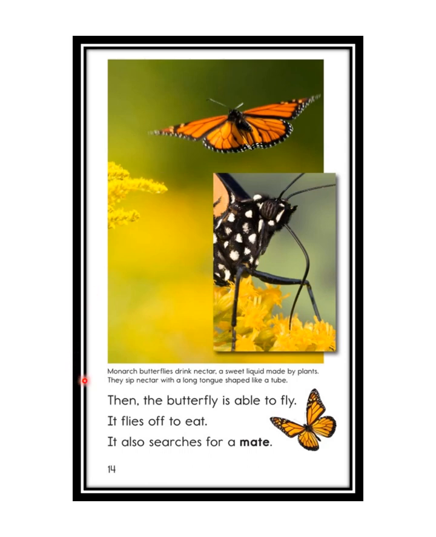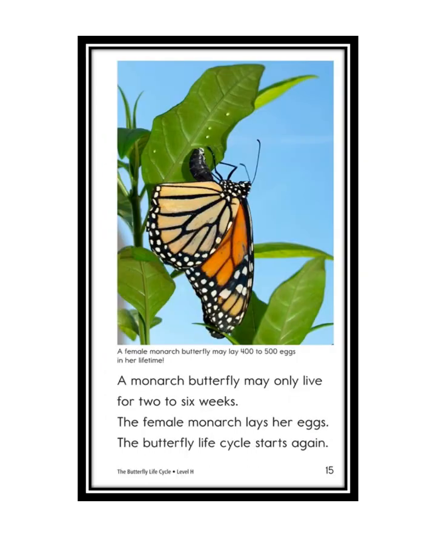The caption says, monarch butterflies drink nectar, a sweet liquid made by plants. They sip nectar with a long tongue shaped like a tube. Here you see the long tongue, and it's shaped like a tube. He is drinking the nectar from the plant. A monarch butterfly may only live for 2 to 6 weeks. The female monarch lays her eggs. The butterfly cycle starts again.